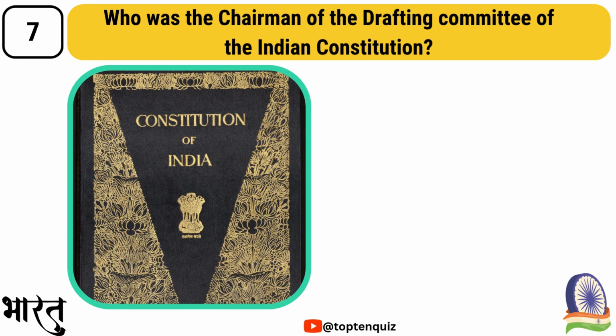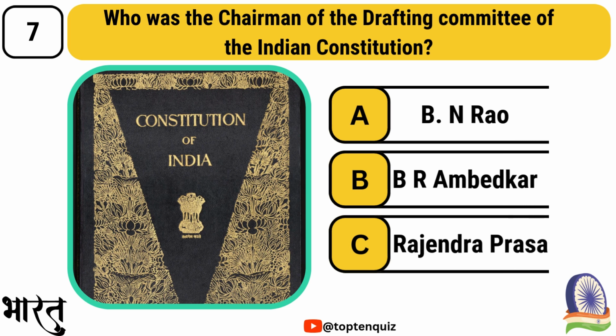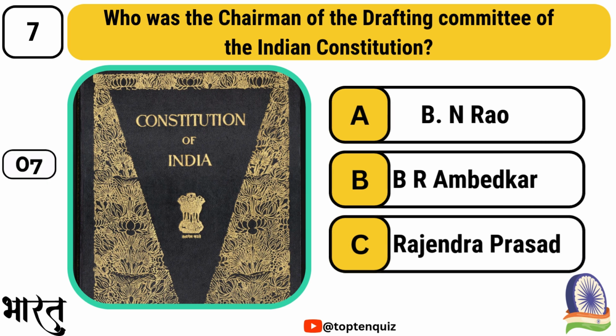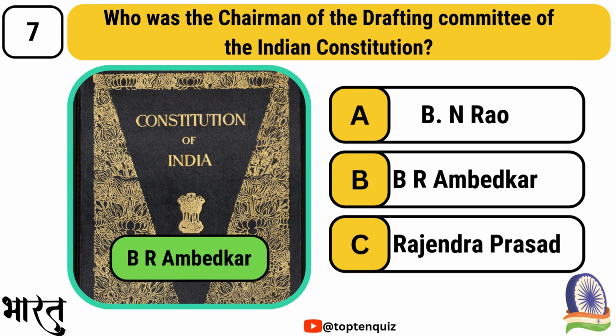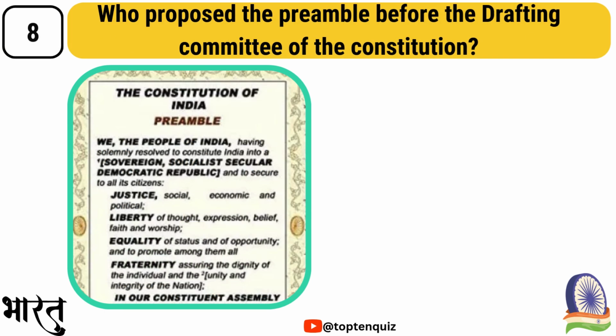Who was the chairman of the drafting committee of the Indian Constitution? Option A B.N. Rao, option B B.R. Ambedkar, option C Rajendra Prasad. The answer is B.R. Ambedkar.